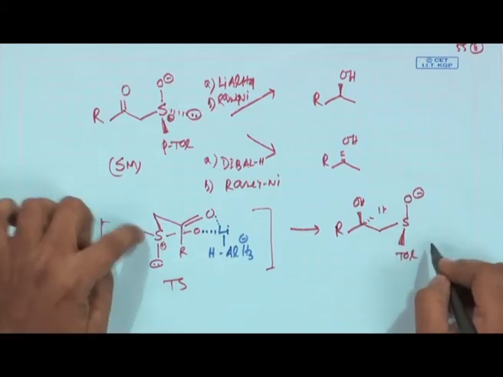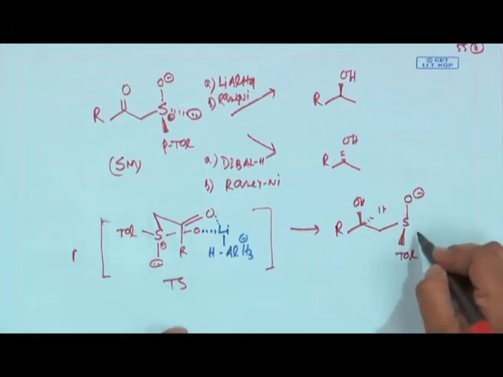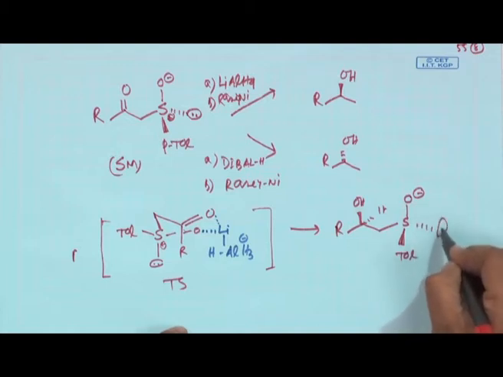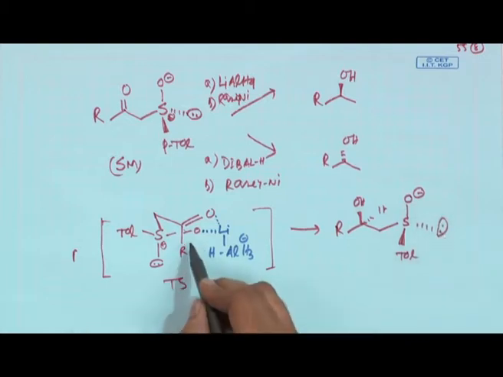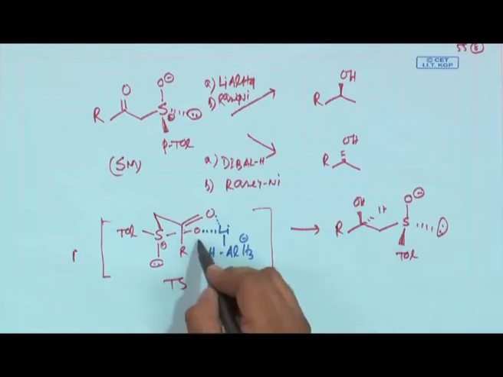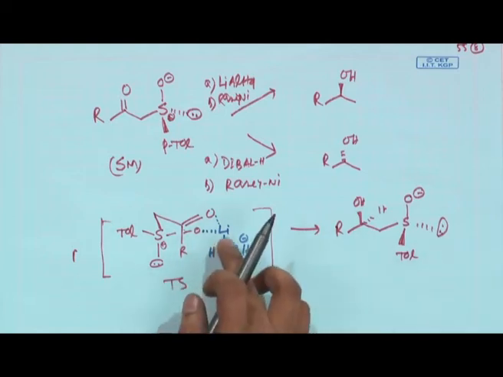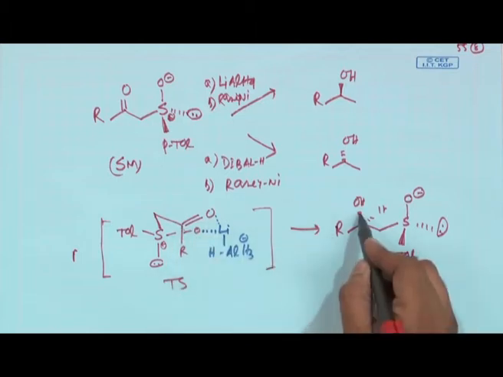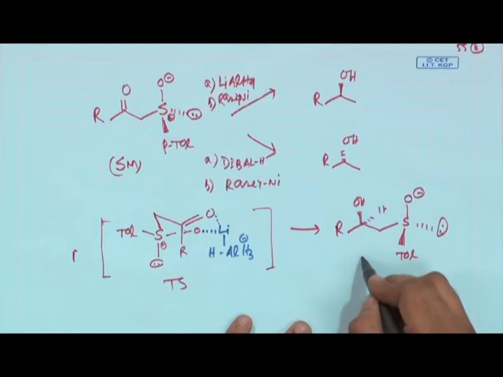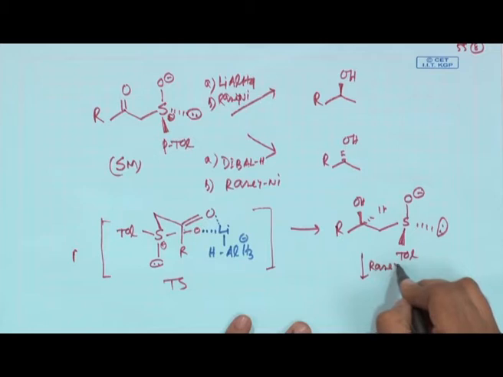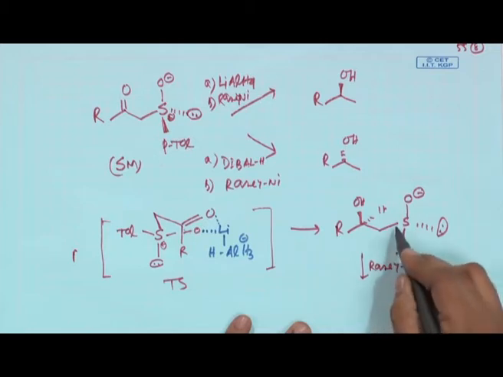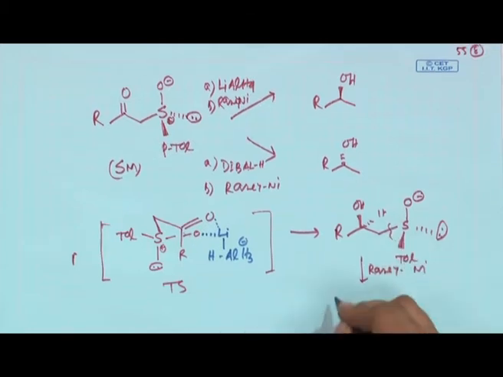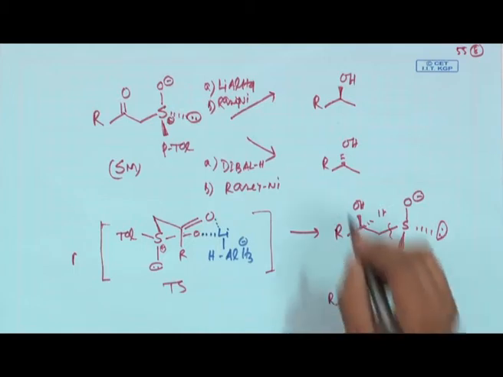which was the beta or above the plane, and your lone pair is below the plane. So, I am forcing that hydride in this way. If it is a closed transition state, it will attack the hydride from this bottom face and give you the alcohol here. Now, Raney nickel, as we already explained, is known for carbon-sulfur bond cleavage. Through this way you get the one enantiomer which is drawn here.